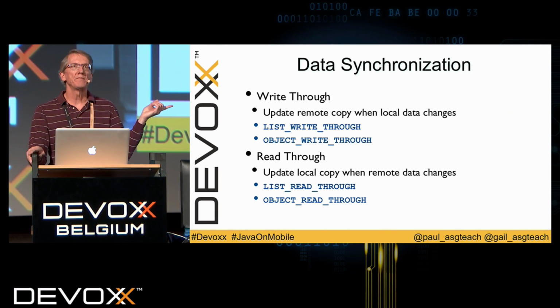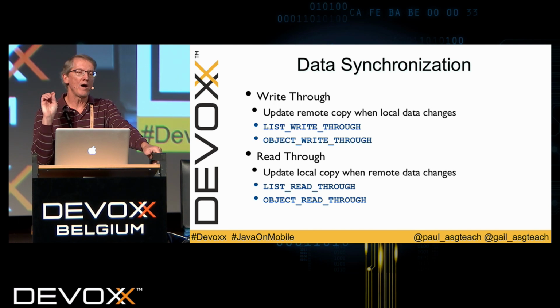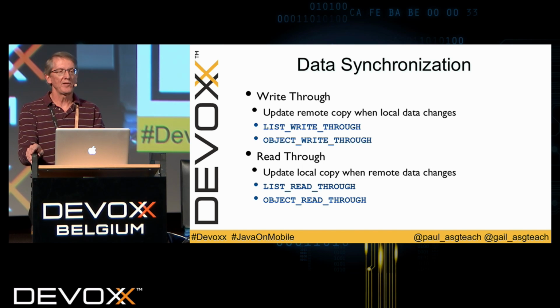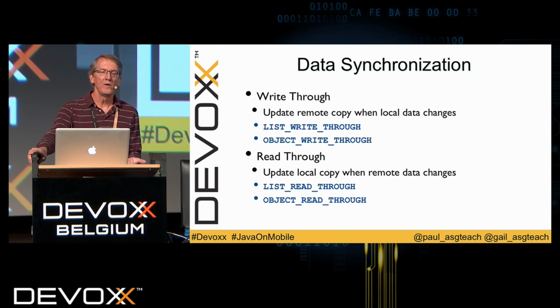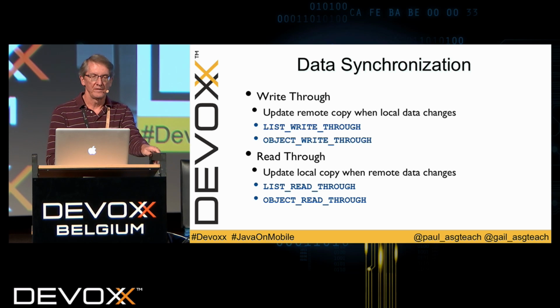Now, in the message demo that we showed you before the break, we specified both object write-through and object read-through. And that meant that when Gail submitted her new message on the iPhone, the write-through option was applied and then the remote copy updated. And because we specified read-through, the local copy on the desktop also updated.